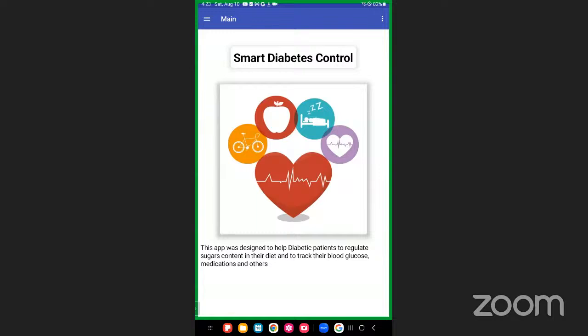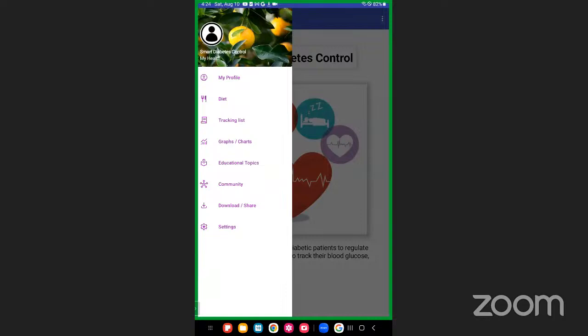Okay. As we said, our app is Smart Diabetes Control, and I put this text temporarily, just to give a definition of our app. This app was designed to help diabetic patients regulate sugar content in their diet and to track their blood glucose, medication, and other things. Just to give some idea to the patient. Here is the menu. From the menu, we have my profile, diet, tracking list, graphs and charts, educational topics, community, download and share, and settings.